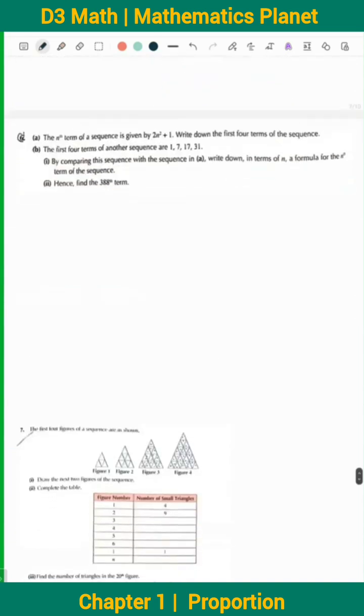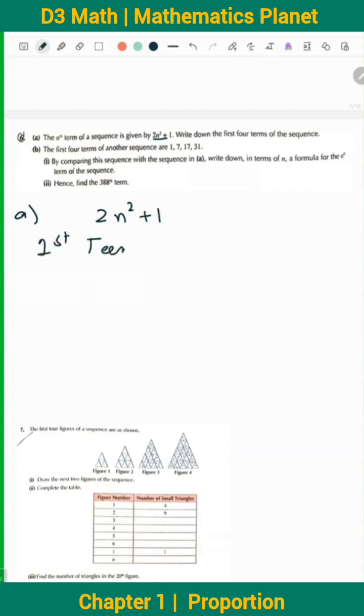The nth term of a sequence is given by 2n square plus 1. Write down the first four terms of the sequence. Okay, so this is very easy. Nth term is 2n square plus 1. First term, okay.